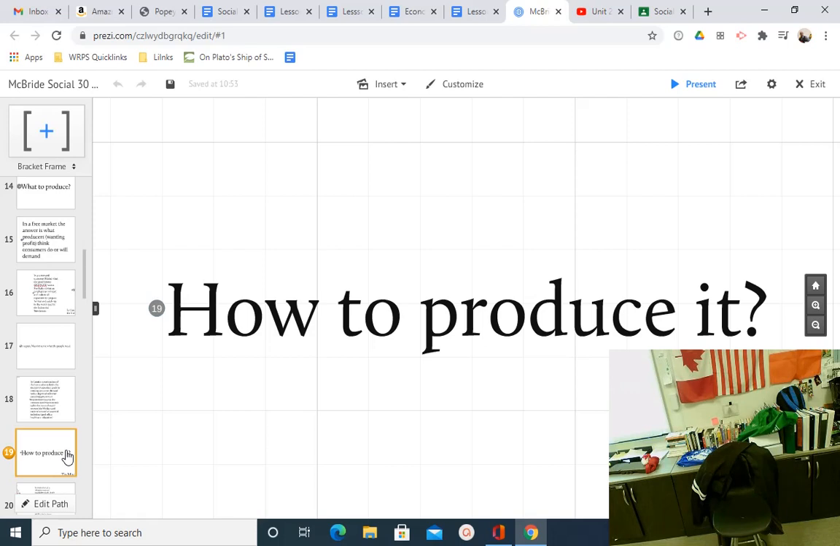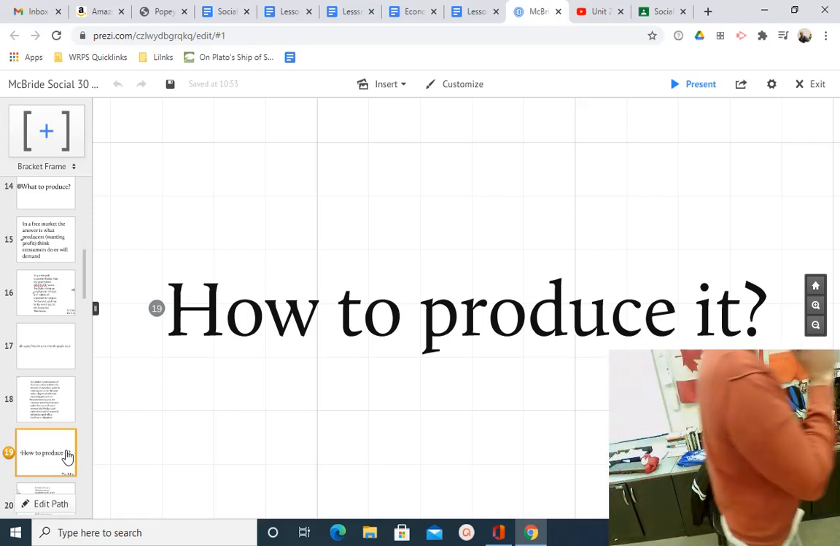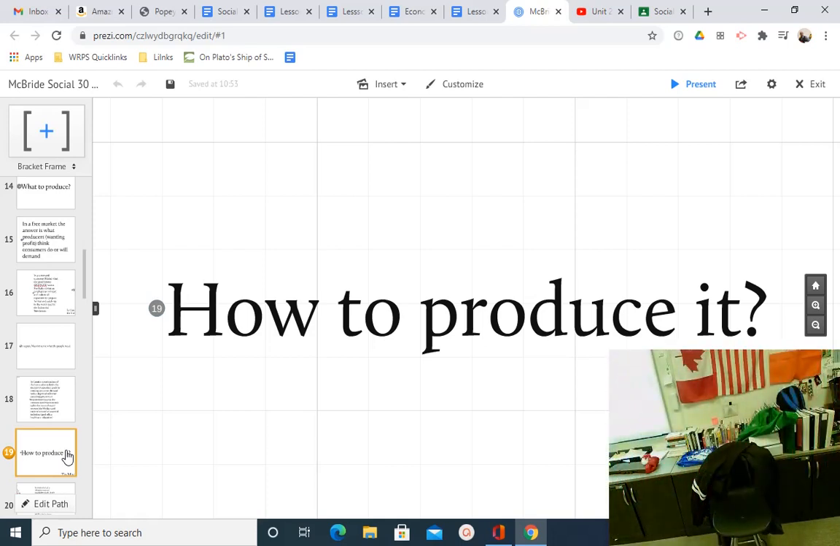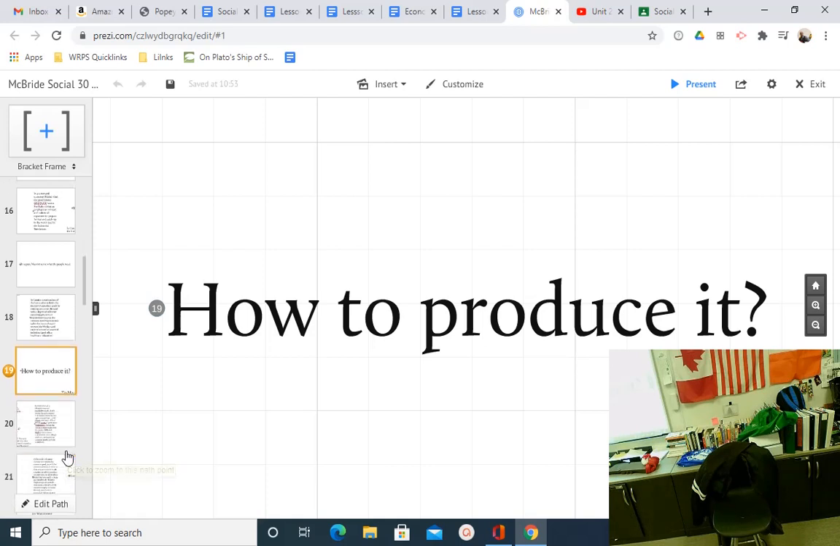So sometimes how to produce it is as important as what we are making. How should we make it? Should we make it in a way that makes it more profitable, or make it in a way that creates other benefits to society, like creating jobs?